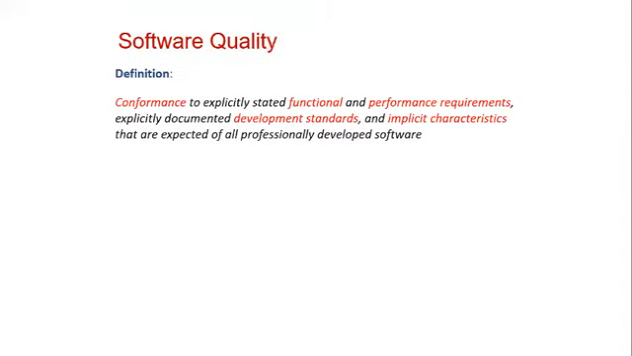Then what is software quality? A definition for software quality is the conformance to explicitly stated function and performance requirements. Now, the three important points. The first important point is your explicitly stated software requirements. These explicitly stated requirements are the foundation from which quality can be measured. That is, what quality software you have developed.